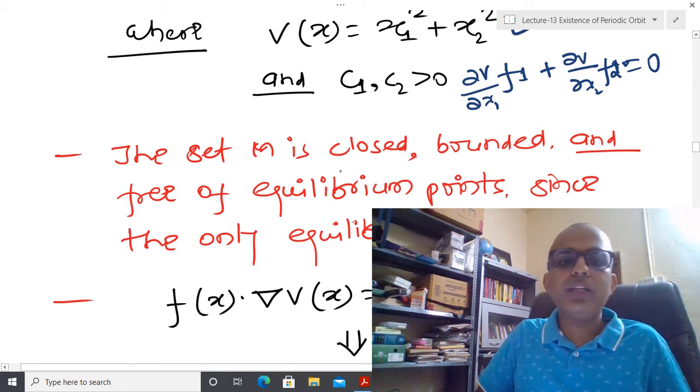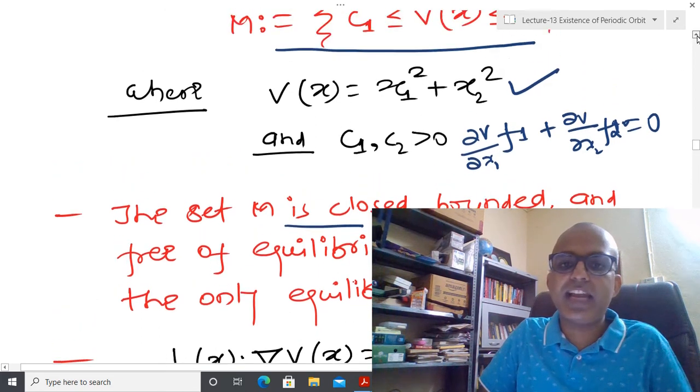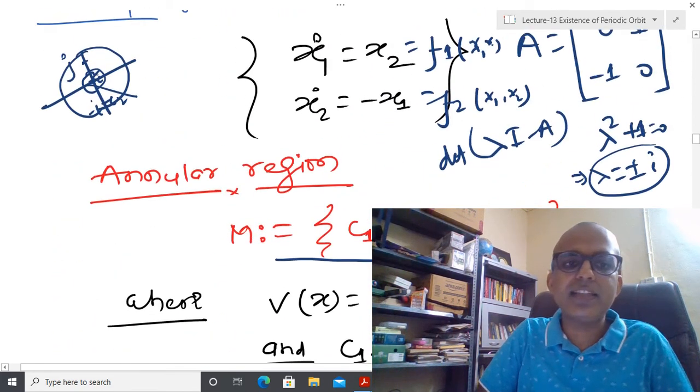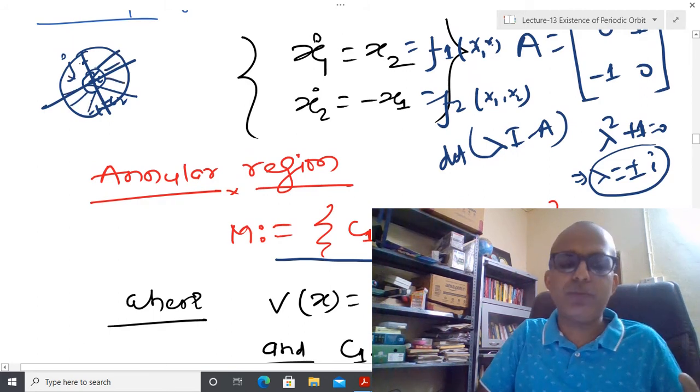M is already closed, bounded, and free from the equilibrium point, because in the region I have constructed, this annular region, there is no equilibrium point, so it is free from equilibrium points.